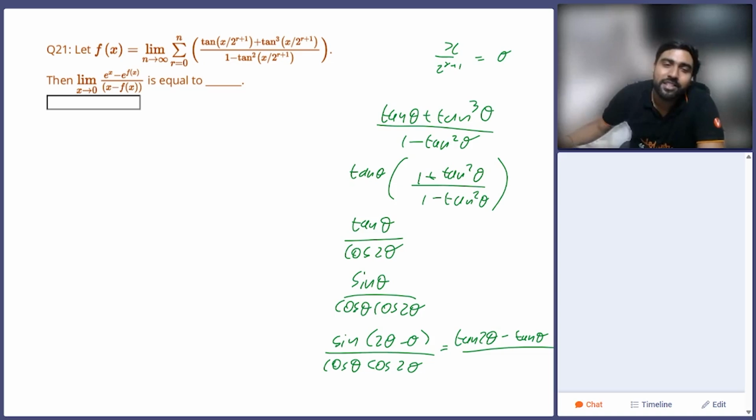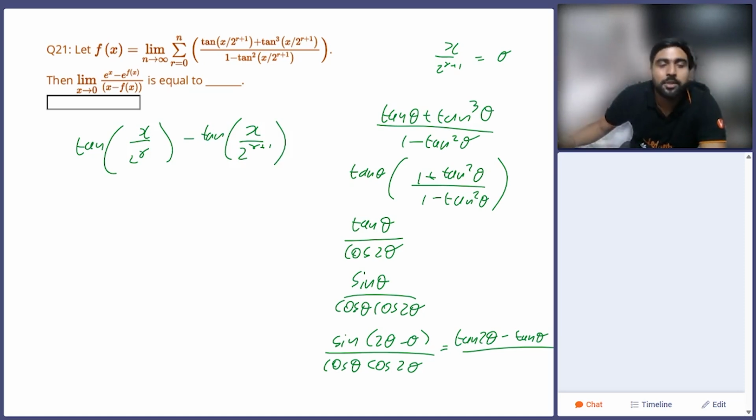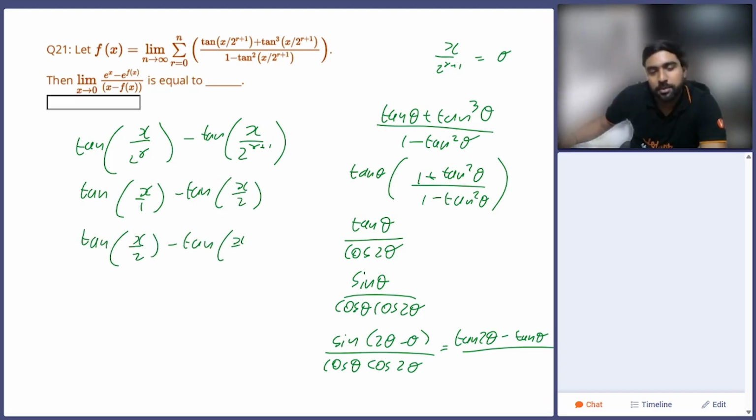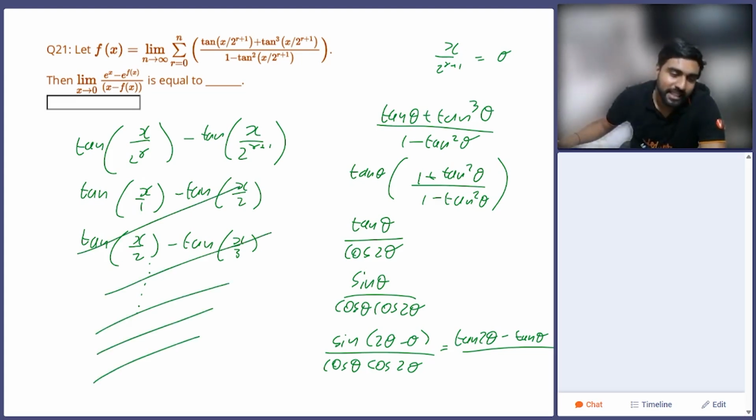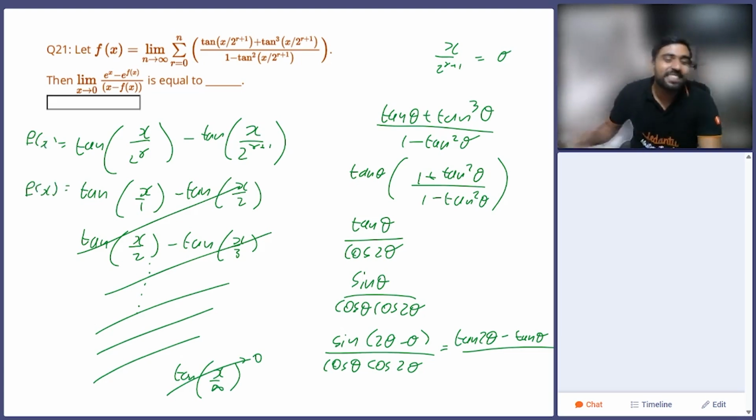So when you go off this summation from r equal to 0 to n, let's now bring it back to the original format. What I have is tan of 2 times theta will be equal to x upon 2 power r minus tan theta is x upon 2 power r plus 1. Because when you put r equal to 0, you will get tan of x upon 1 minus tan of x upon 2. Then tan of x upon 2 minus tan of x upon 3, and so on and so forth. What will happen over here? Tan x by 2, tan x by 3, cancel, cancel, cancel. Lastly, you do get a tan of x upon infinity, which is tending to 0, so wouldn't really make any difference. So the entire thing, all that we have done till now, is we have got finally your f of x, which is actually equal to tan x.